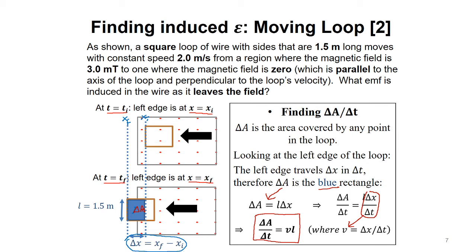Here our loop is moving at some velocity, and if you multiply this velocity with the side of the loop that's exiting, we get the delta A. Well, delta A over delta t really. So this we can use.